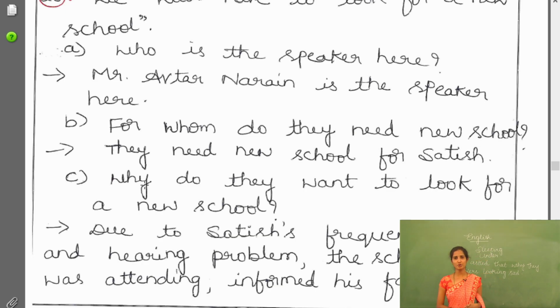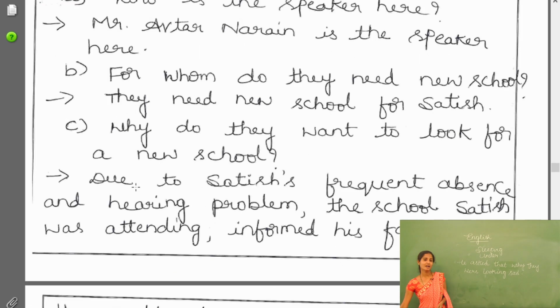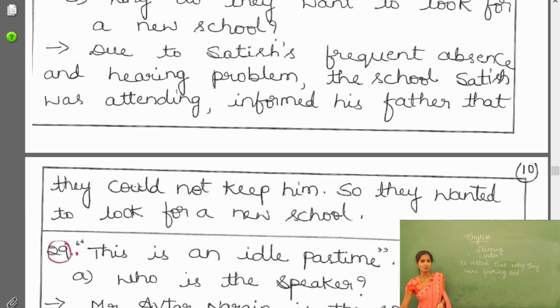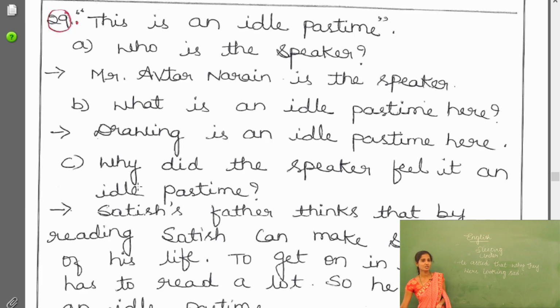Of course you all know the lesson. Satish met with an accident when he went hiking with his father. After that, he suffered a lot. He was hospitalized and his leg was operated on several times. Due to Satish's frequent absence, the school he was attending refused him, saying that they couldn't keep Satish anymore. So they wanted to look for a new school.